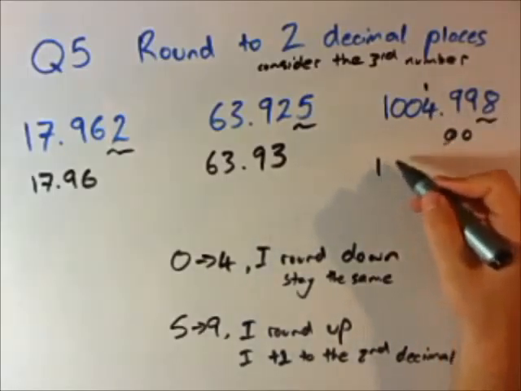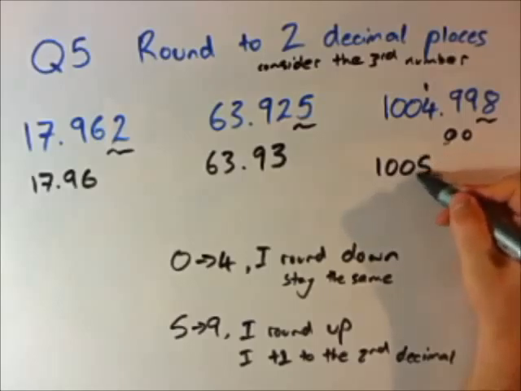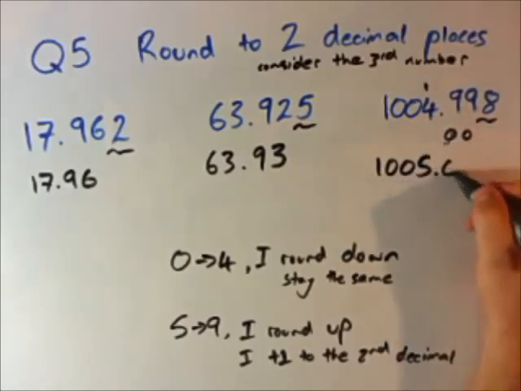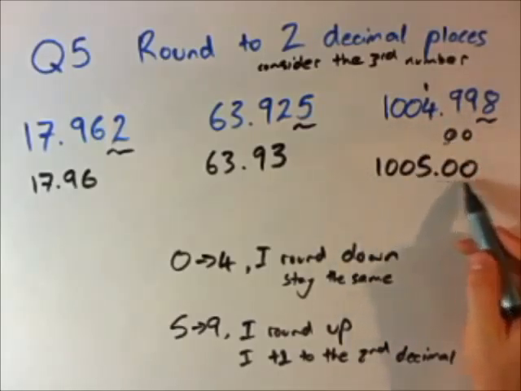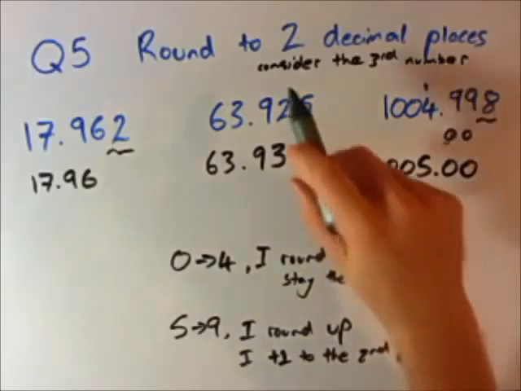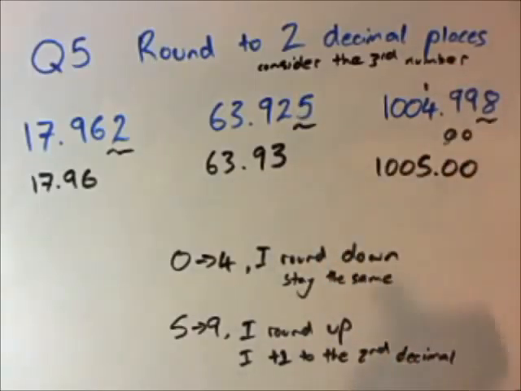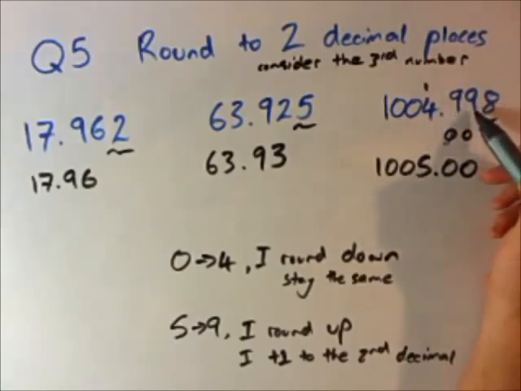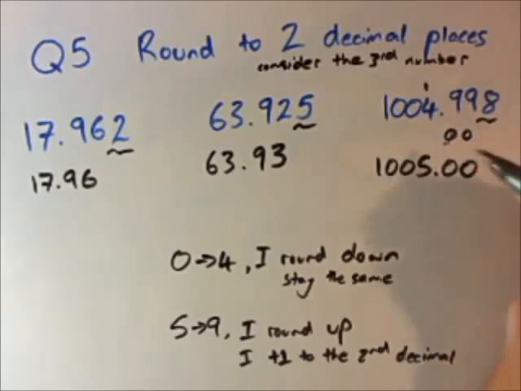So now 4 plus 1 is 5, 0.00. Now remember, you need to keep these 0.00 here, because otherwise it wouldn't be rounding to 2 decimal places. So this is as tricky as you'll see. If you have a 9 and you're rounding up, change it to 0 and add a 1 to the next column. That's my tip for that one there.